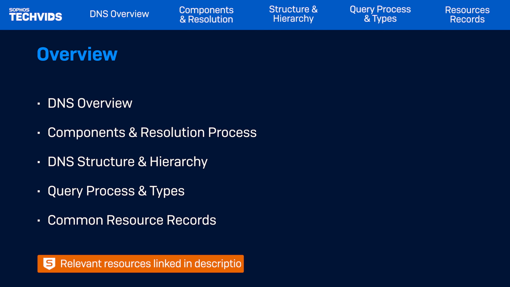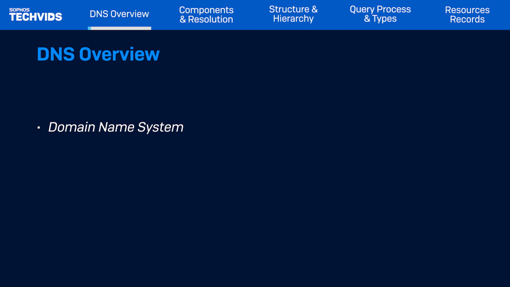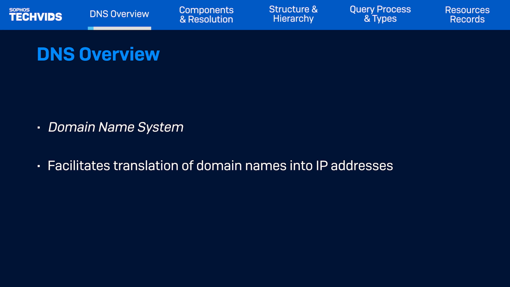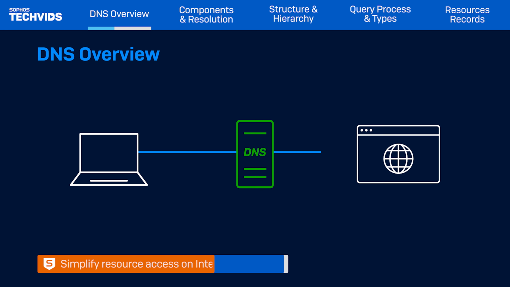Let's begin with the DNS overview. DNS stands for Domain Name System. It's a fundamental technology that facilitates the translation of human-readable domain names into IP addresses used by computers to locate and communicate with each other on a network. As the backbone of Internet navigation, DNS servers provide a hierarchical and distributed method of translating fully qualified domain names, or FQDNs, into IPs. The primary goal of DNS is to simplify the way users access resources on the Internet or internal networks and eliminate the need to memorize complex IP addresses.